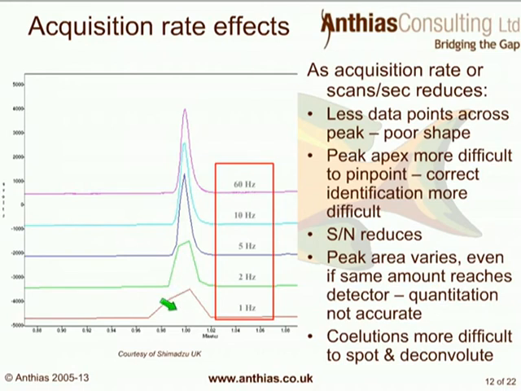Signal to noise also reduces. You can see this peak is much smaller here than it is if we look at 60 hertz. The peak area varies. Even if the same amount reaches the detector, quantitation is not accurate. And coelutions could also be more difficult to spot, and it is harder to get a good mass spectrum for library searching.